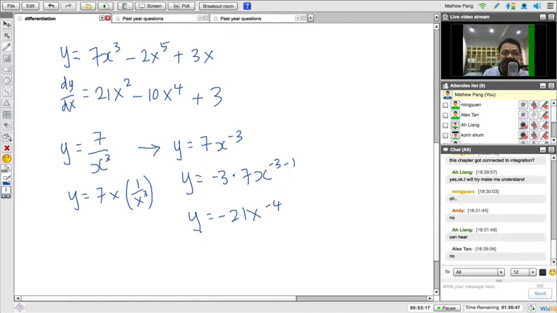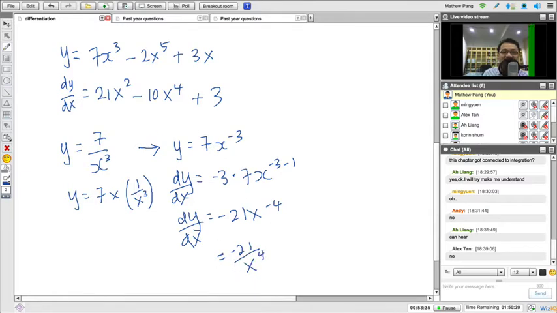But then in exam, you shouldn't leave it in this. Oh, sorry, this is not y, this is dy dx. My bad. So in exam, you shouldn't leave your answer in indices form. Always change it back to the fraction. So this one will become negative 21 over x power of 4.